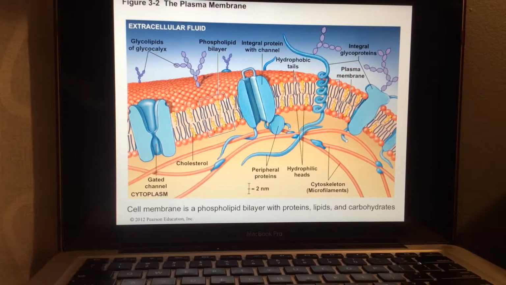So this is what a plasma membrane looks like. You can see that it's a phospholipid bilayer.